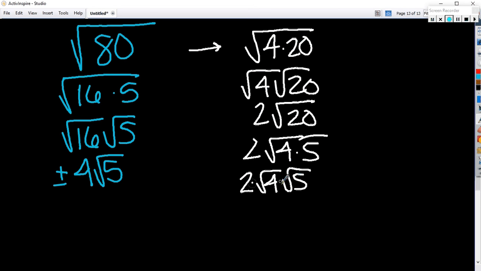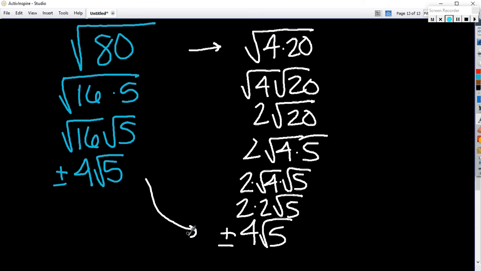This is a multiply problem. So the square root of 4 is 2. And what's 2 times 2? 4. I end up with the same thing. It just takes me more steps. It's more work. So if you pick the biggest one to start with, you don't have to go through the extra steps. But if you don't, it's still not wrong, if that makes sense.